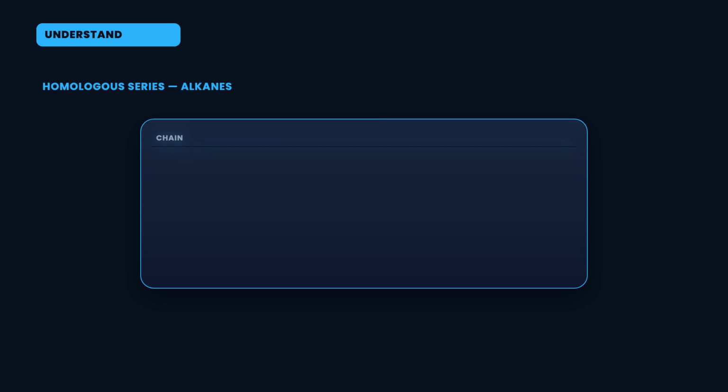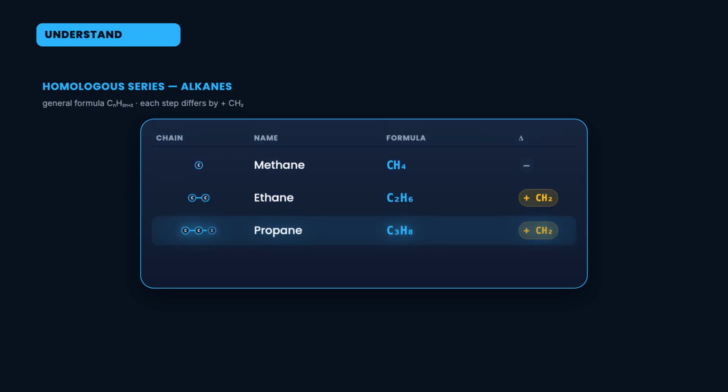Inside each family, the compounds follow a pattern, a homologous series: methane, ethane, propane, butane. Each step adds 1 carbon and 2 hydrogens. Same family, same chemistry, just a longer chain. That is the magic of the homologous series.